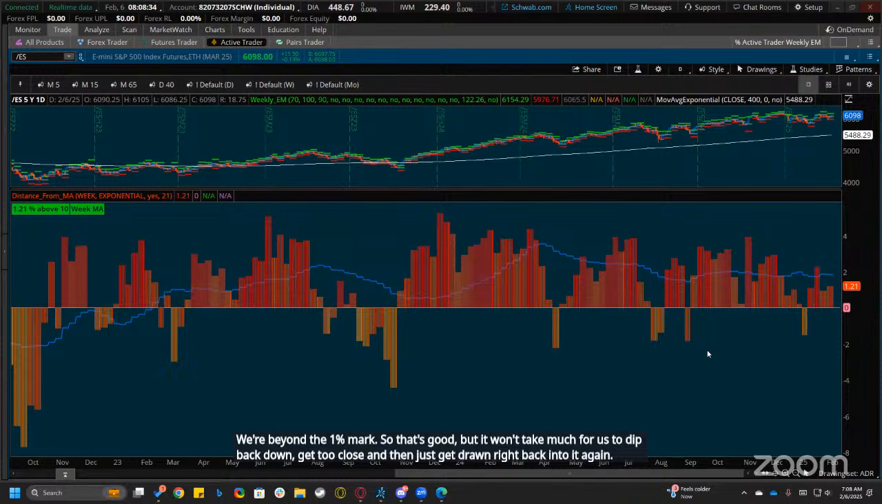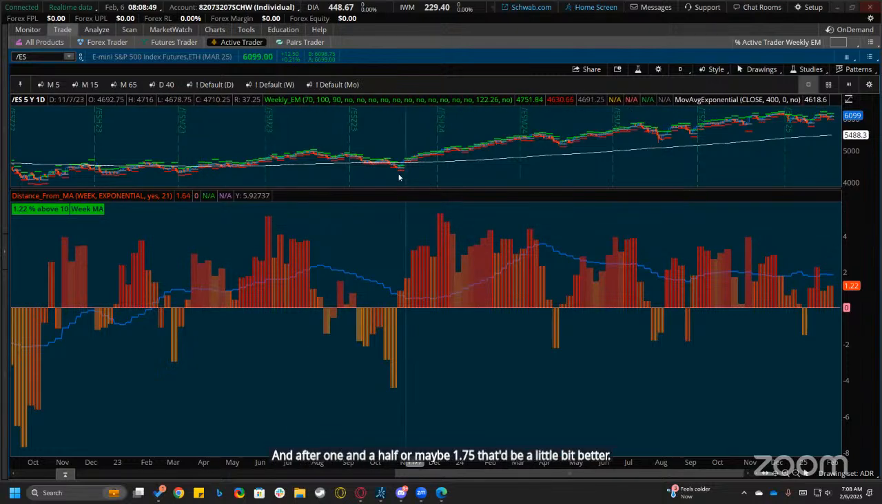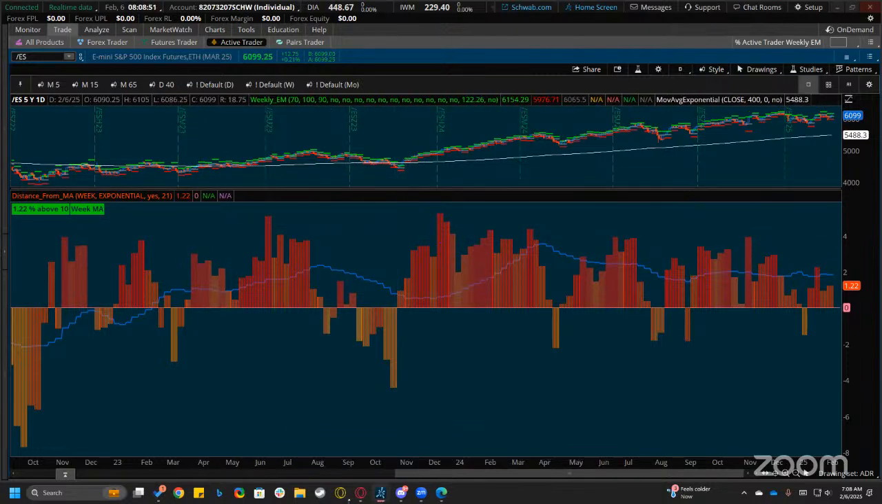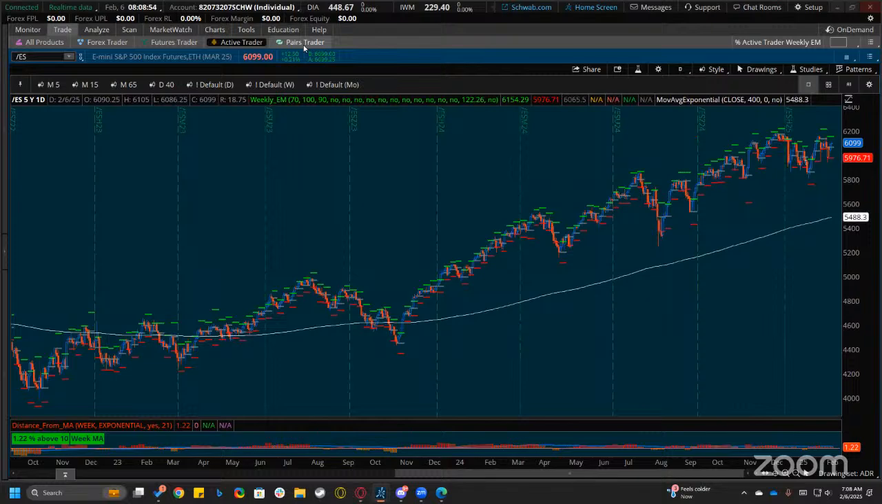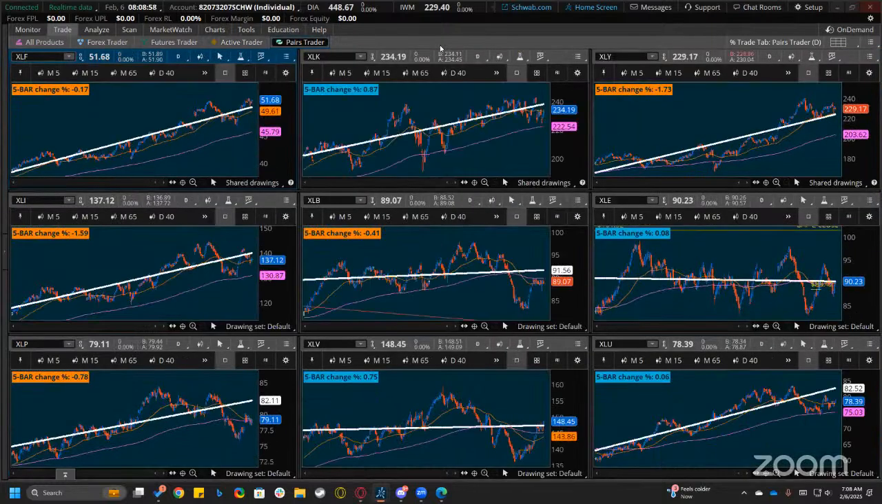So it's good that we're above the 10-week. It's a good start. We're more than 1% away. We need to keep it, continue to expand upon it, and after 1.5 or maybe 1.75, that'd be a little bit better. And that's just a mess.